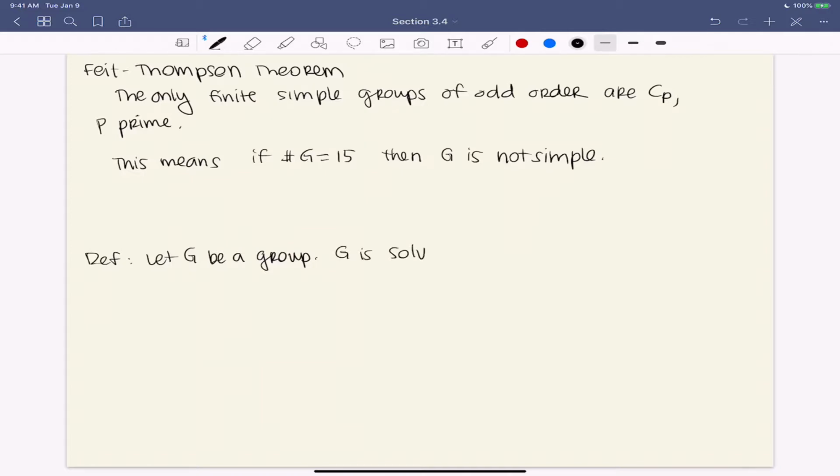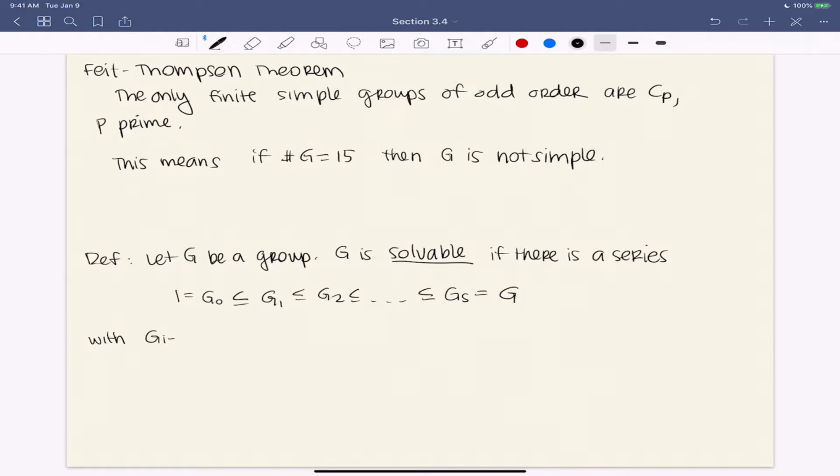G is solvable if there is a sequence or series, one, etc., all in S, G, right? So same setup with G_i plus 1 normal in G_i, and G_i plus 1 mod G_i is abelian.